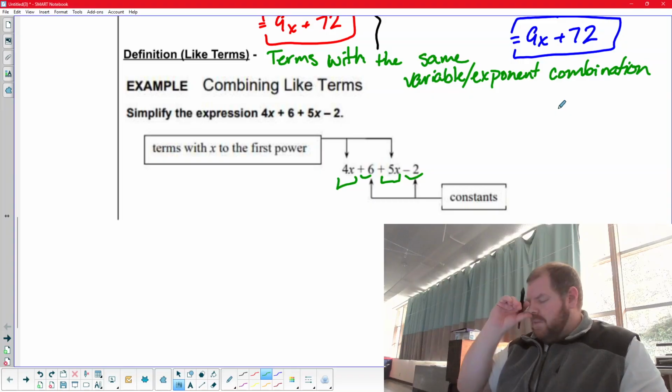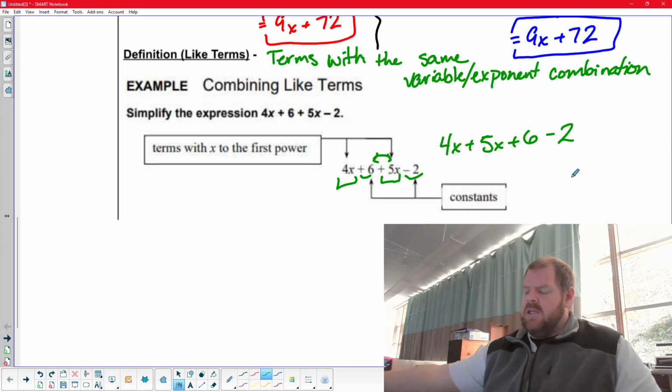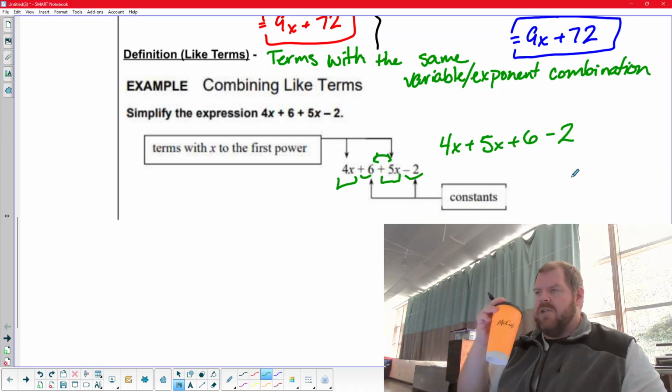So when I want to combine like terms, I want to gather all the x's. I want to gather all the numbers. I might use the commutative property here really quick and say this is like 4x plus 5x plus 6 minus 2. I just flip those two around. And then I can combine things that have the same variable and exponent combination.